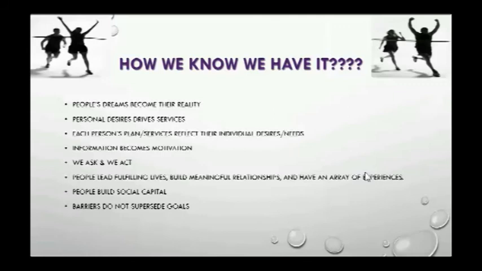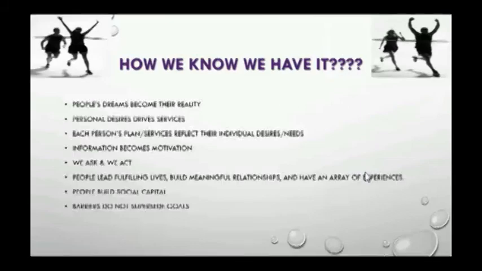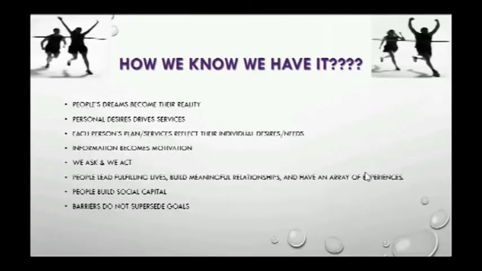We don't have a blanket way of providing services. We don't do what works for everybody. We don't puree everybody's food because one person has to have pureed food. Each person's plan and services have to reflect their individual desires and needs. Information becomes motivation. We take the information we learn and use it as motivation to provide services to the people that we support. We ask and then we act, meaning we're asking people what it is they want. We're asking them what they need, what relationships look like for them, what their services look like to them, and then we actively try to make the necessary modifications to make those changes in the person's life.